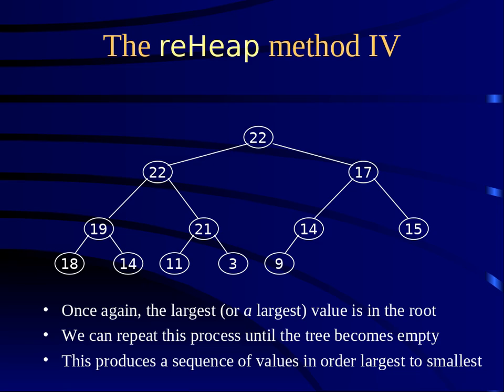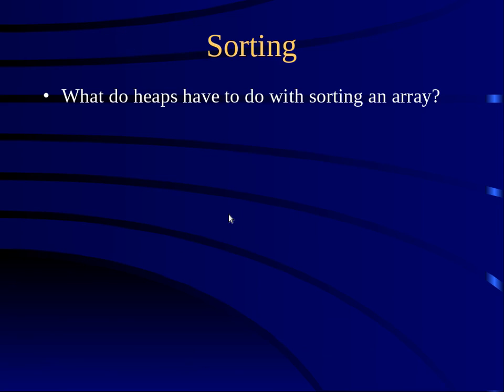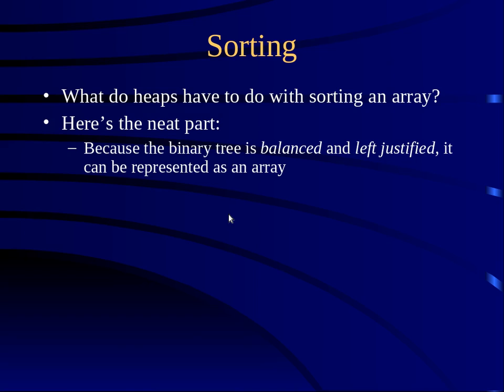Do you want the smaller stuff on the left? How do we store this? Here's the trick. Here's the neat part. All right, you ready? Because the binary tree is balanced and left justified, it can be represented as an array. In other words, the heap is an array.